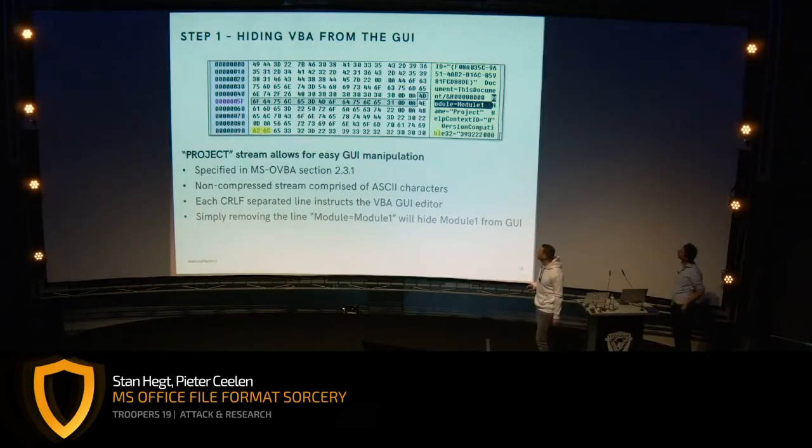And therefore we go to the project stream. And the project stream, as I said, is just a GUI instruction stream. It's like a text file. It's not compressed, only ASCII characters, and actually there's just lines with CRLF ends for each line. And what we can simply do is instruct the lines that tell the GUI that there is actually a VBA module in our file.